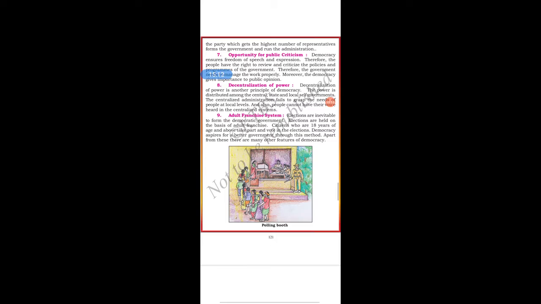So like this. Next we have the adult franchise system. Students, according to this principle of democracy, elections are inevitable to form the democratic government. Elections are held on the basis of adult franchise. Small babies and children cannot understand the candidates. Because of that, adult franchise means that citizens who are 18 years of age and above take part in the vote of the election. We can say that citizens of India whose age is 18 or more are the only ones eligible to vote.